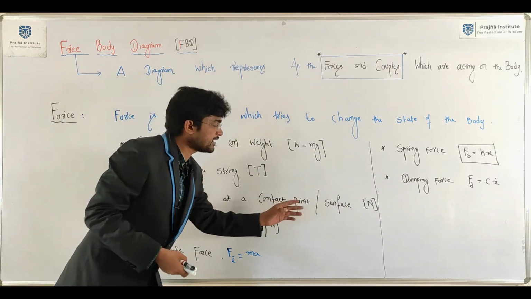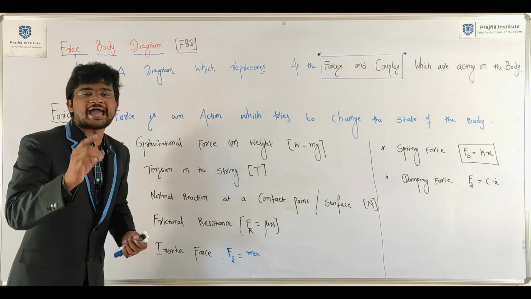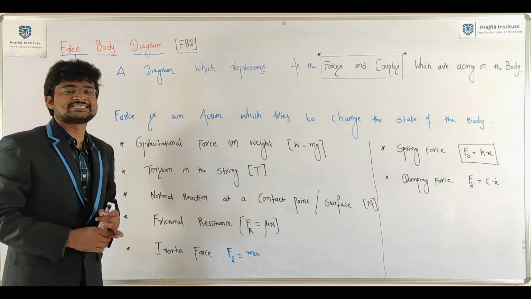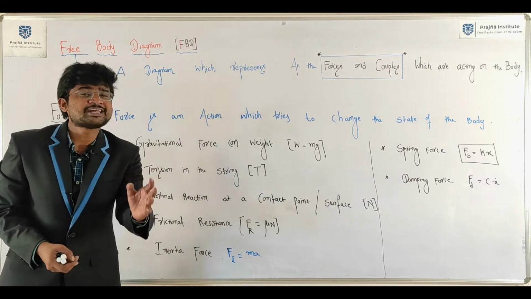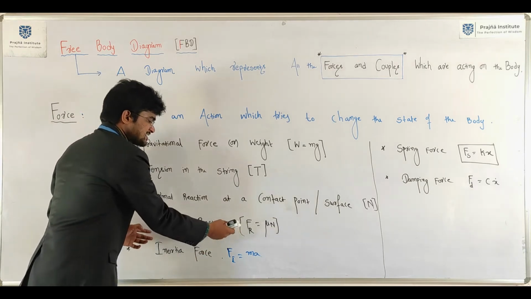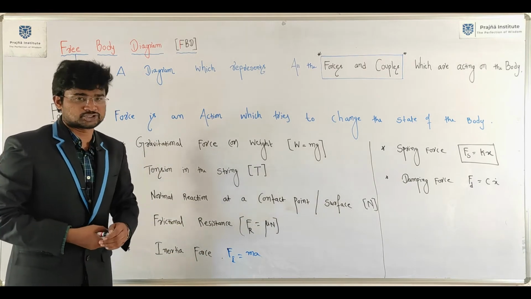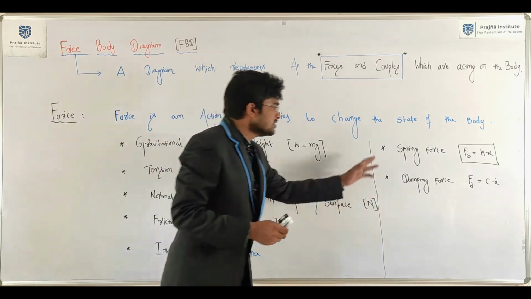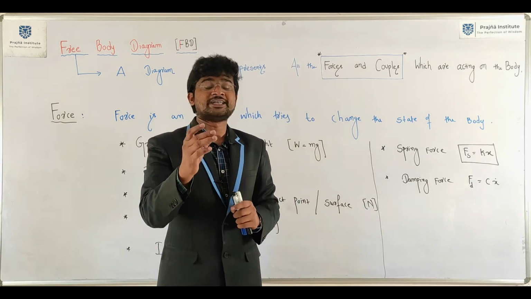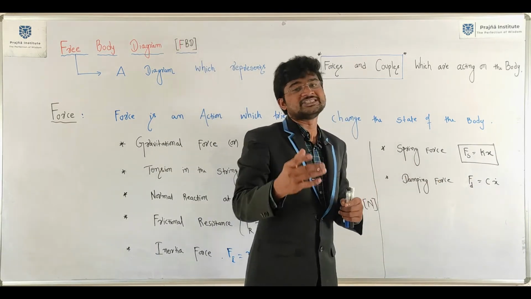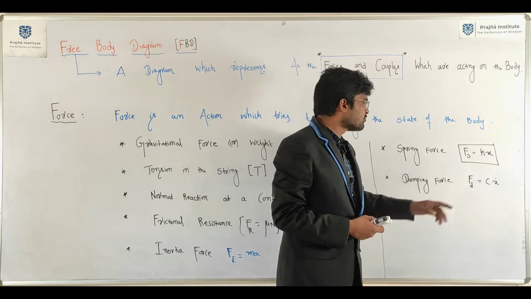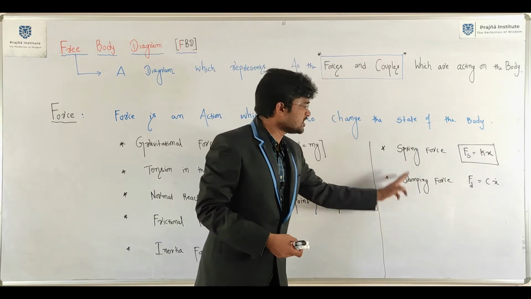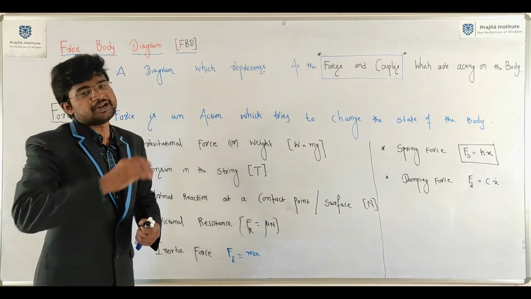At every contact point or surface, two normal reactions will be acting, both equal in magnitude and unlike in nature. Frictional resistance is due to roughness present at the contact surface. Frictional resistance always acts opposite to the direction of motion of the body. Inertia force always acts opposite to the direction of motion of the body. Spring force always acts opposite to the linear deformation in the spring. And damping force acts opposite to the linear motion of the damper. We can discuss these two forces in detail in the vibration chapter.